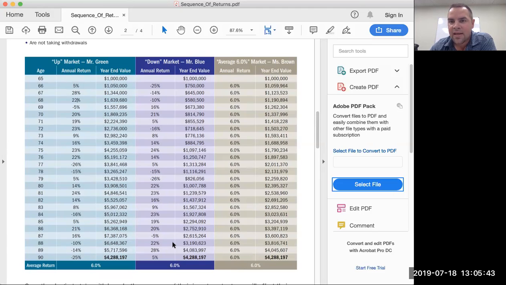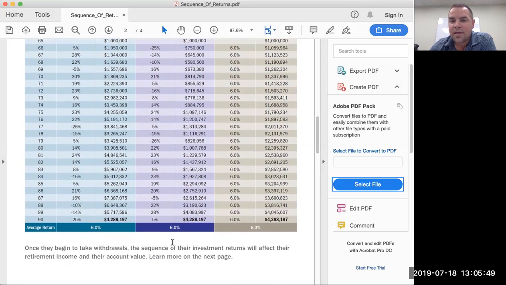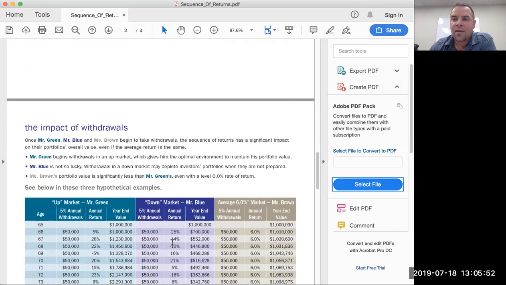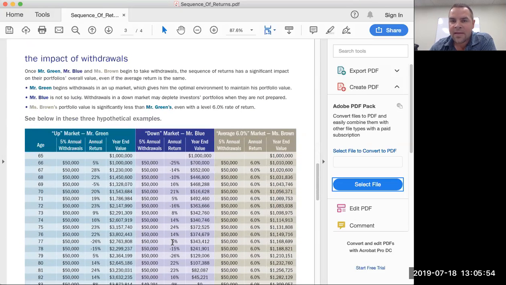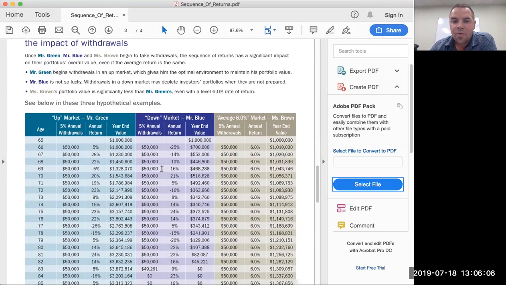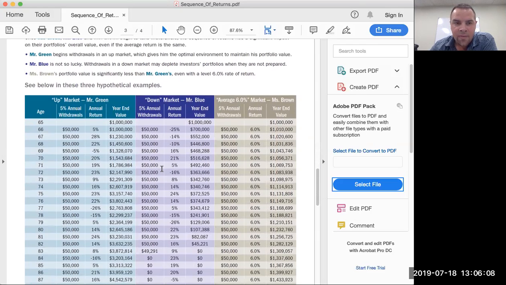The reason I'm showing this is to put in their mind, they need a distribution strategy. And the reason for that is when you add distributions into the mix of things, when you add withdrawals, this whole thing can blow up a portfolio. And what I mean by that is clients can actually outlive their money if they're doing this incorrectly.